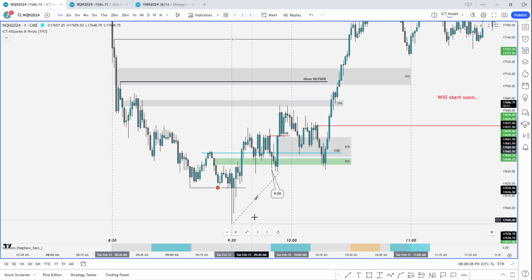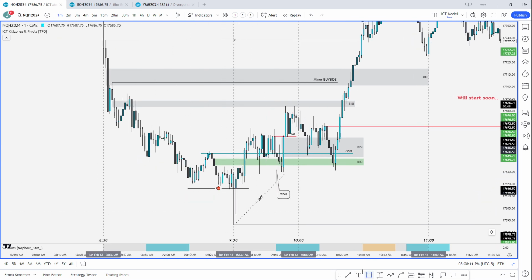Liquidity sweep is a turtle soup. Yep. So that's how you classify it.